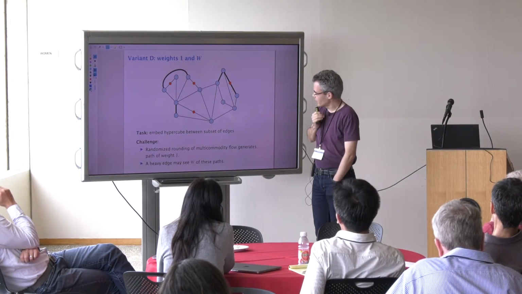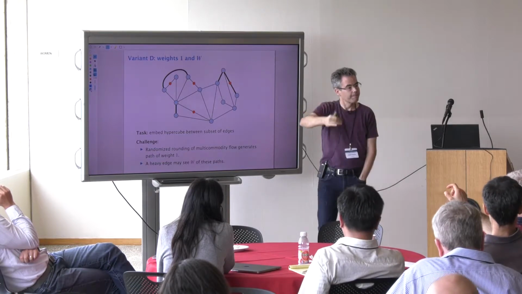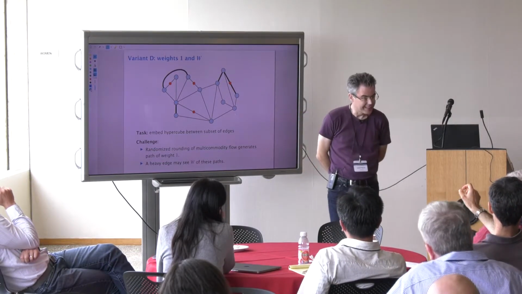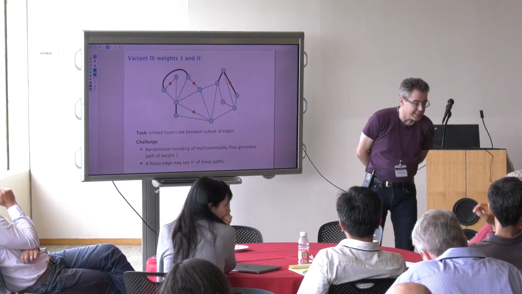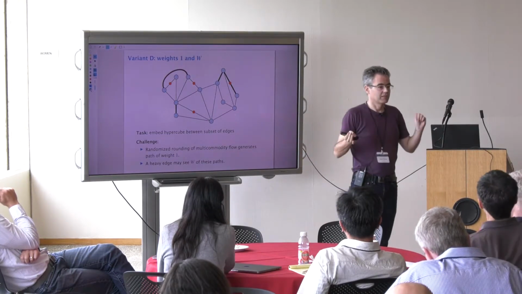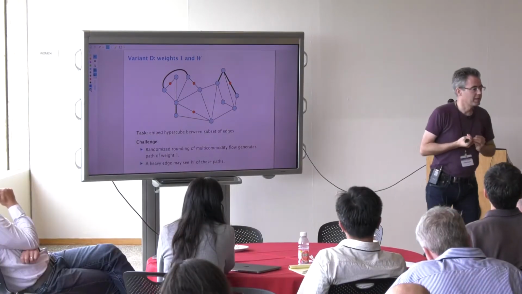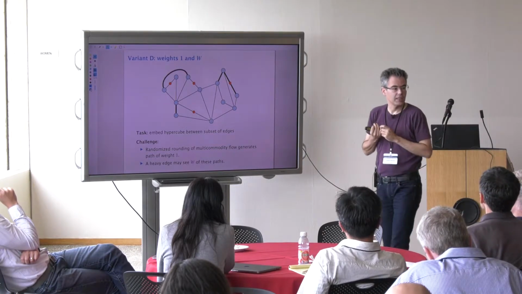Yeah? If your goal was alpha n times weighted degree... If I have alpha n times weighted degree, then everything's easy. Then this is not a problem. But I want to have alpha n times a degree.